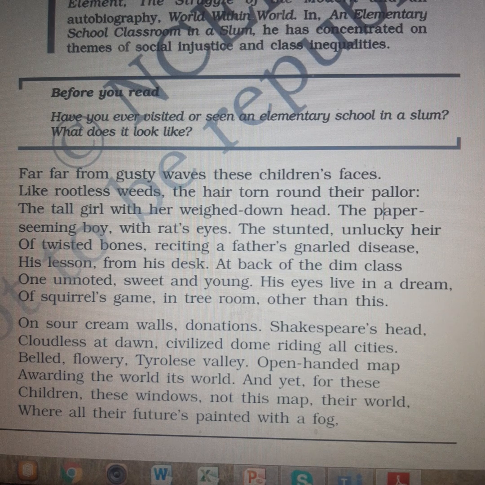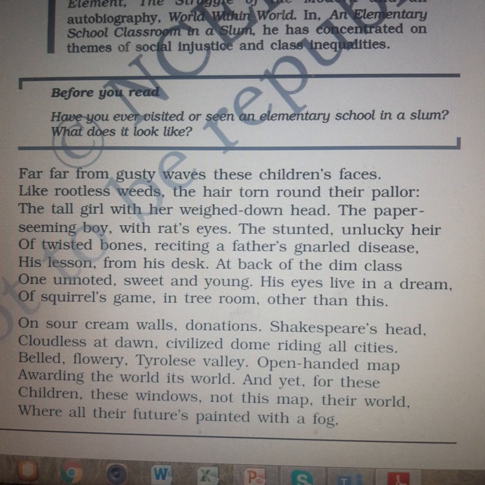There's another word, children, belled flowery Triolis Valley. Children, Triolis Valley is a beautiful valley, it's a musical valley with flowers, with beautiful flowers. So this is Triolis Valley. Riding all cities. Riding all cities means what? The high buildings, the high rising buildings, children. The belled flowery Triolis Valley. So it is describing that musical valley where there are belled flowers with a sweet fragrance.